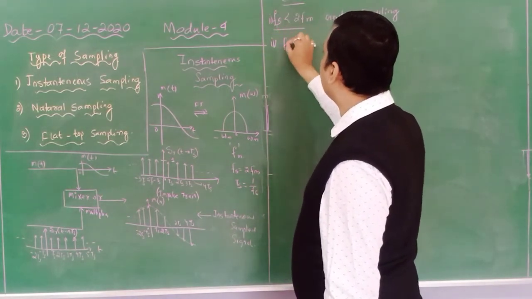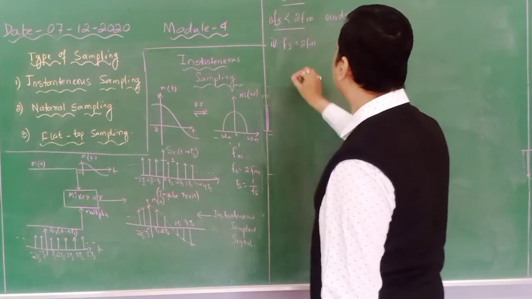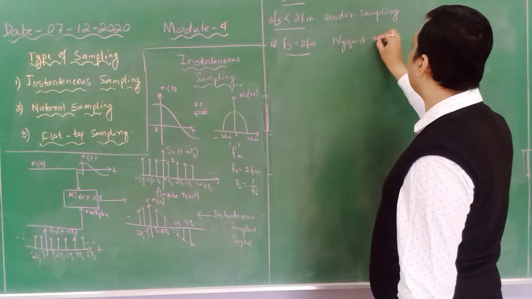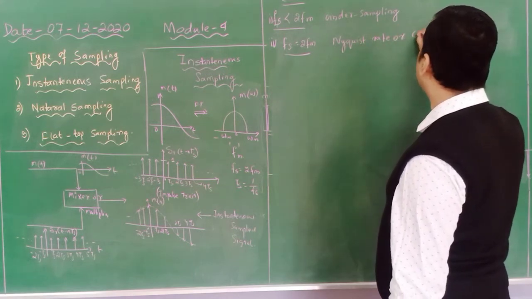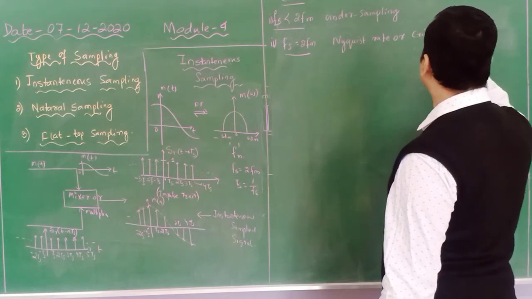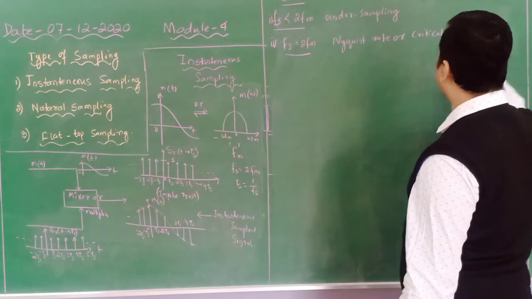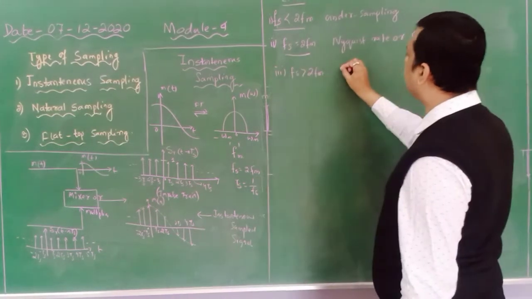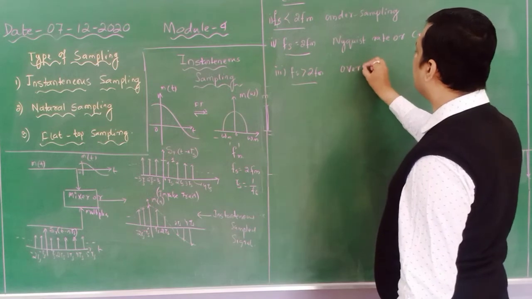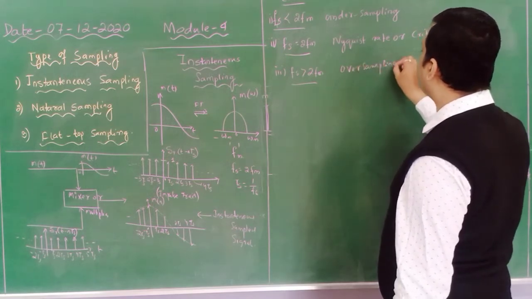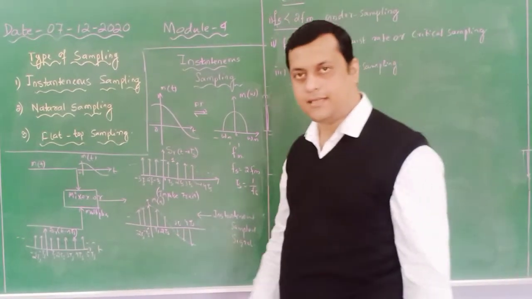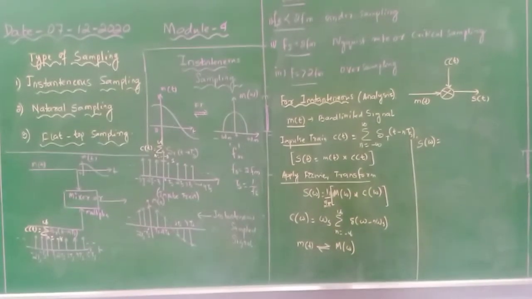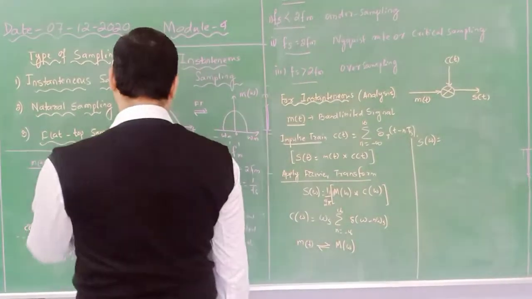Second, if Fs is equal to 2f, this is called the Nyquist rate, or I will say it is called critical sampling. And then if Fs is greater than 2f, then it is called oversampling. But there are also some limitations, we will discuss that. So we need to analyze all this before.